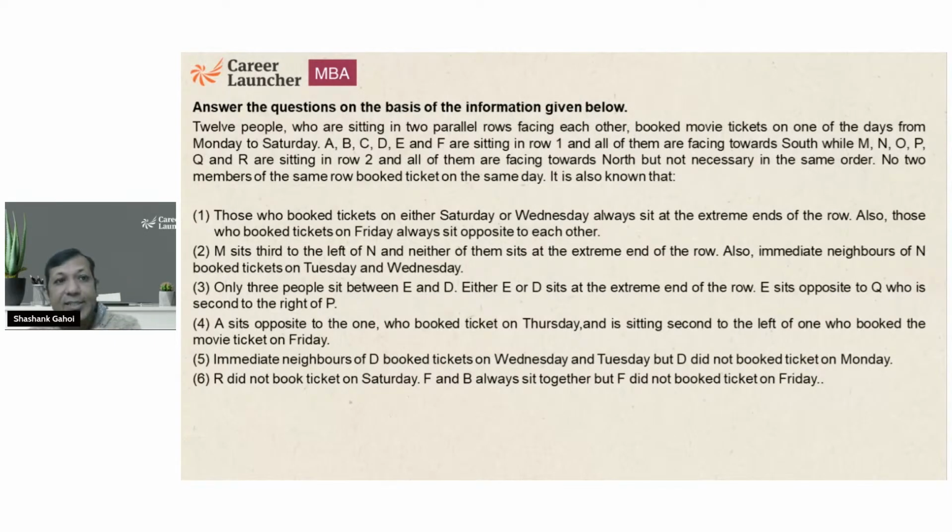Now what does it say? It says there are 12 people who are sitting in two parallel rows facing each other, booked a movie ticket on one of the days from Monday to Saturday.